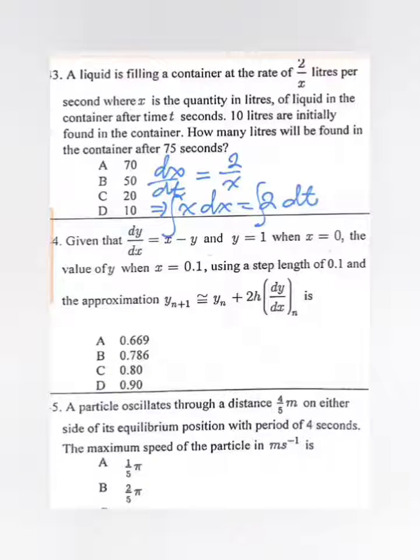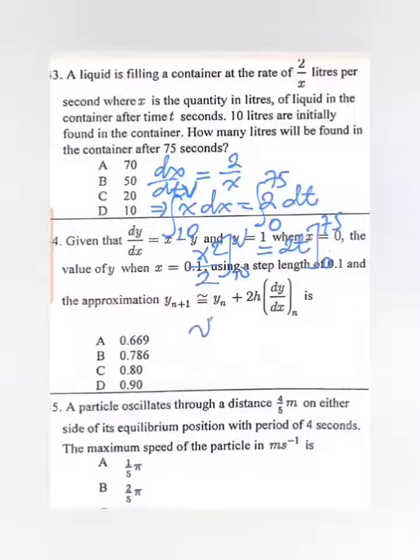sides. On the time side, we are told that initially there are 10 liters of the liquid found in the container. So initially, that means when t equals 0, so that will give the lower bound there, the volume in the container is 10. And then at time 75, the final time there, 75, will correspond to a value v of the volume that we are looking for. And when you integrate on the left hand side, you get x squared over 2, because the integral of x dx is x squared over 2, and we're taking limits from 10 to v that we're seeking, equals 2t. The integral of 2 with respect to t is 2t, and we're taking limits from 0 to 75.